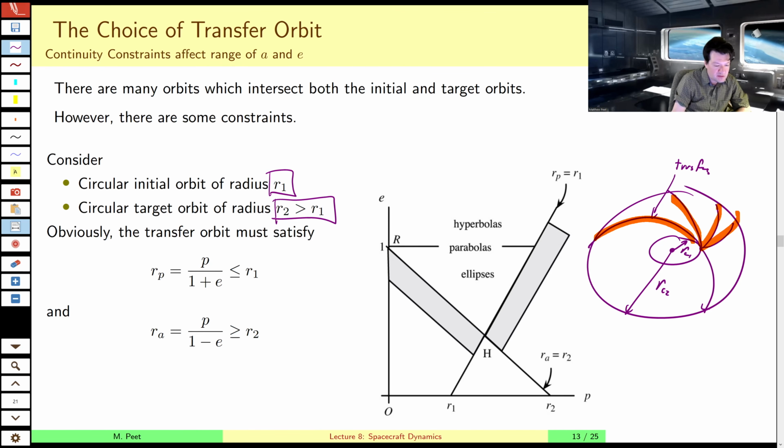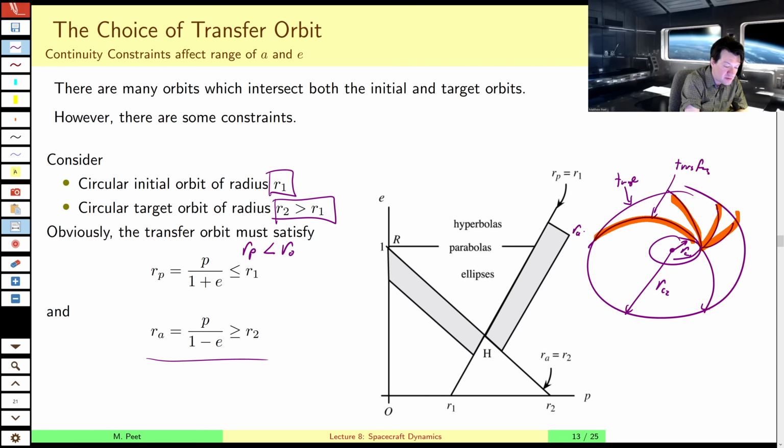So what does this constrain? If we look at this, it means that on our transfer orbit, assuming that r2 is greater than r1, our periapse has to be less than our initial orbit radius. Otherwise, these don't coincide. It can be less than, but if it's greater than, you'll miss your initial orbit. So you can't have that. Finally, our apoapse has to be greater than our target orbit.